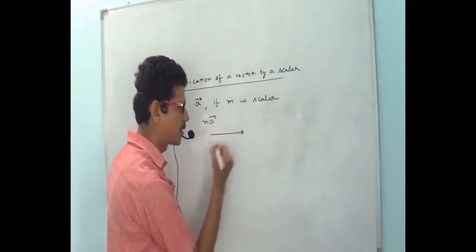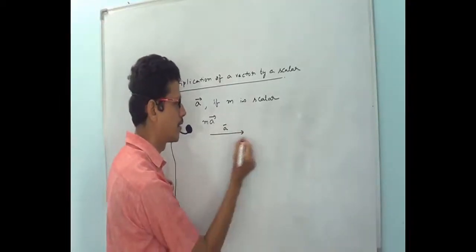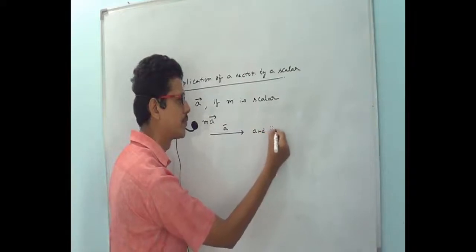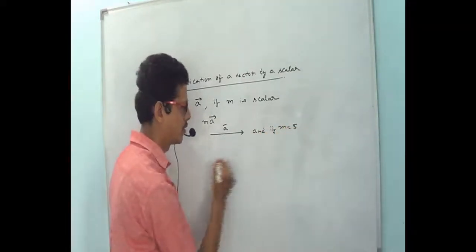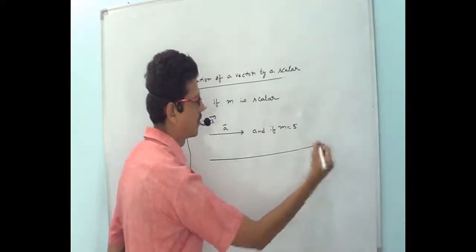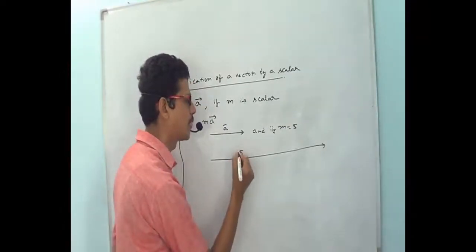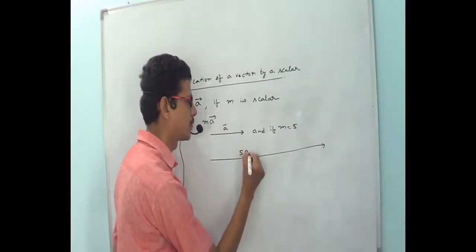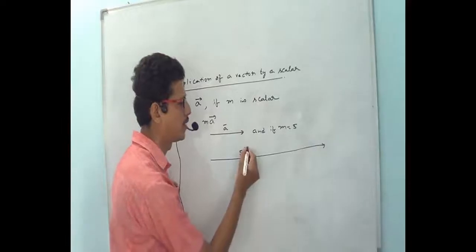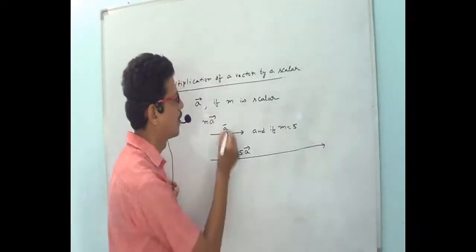Okay, this is, for example, a vector a bar, and if m is equal to 5, we have to draw a large vector. So this is getting multiplied by 5 times. This is nothing but 5a bar. I will write this as 5a bar.